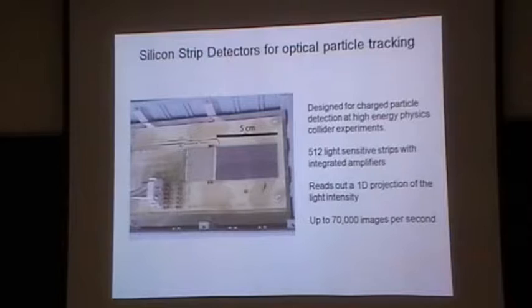The reason you can do that is very simple. It's reading out a 1D projection of the light that strikes it rather than giving you pixel-based. So you have an immediate factor of 512 decrease in the amount of data that you have to read off. The drawback then is that you can't have very many particles on here before you get confused. But the advantage is, well, if you go to low particle densities, you can record these trajectories with very high spatial and time resolution. So these are a lot of fun.